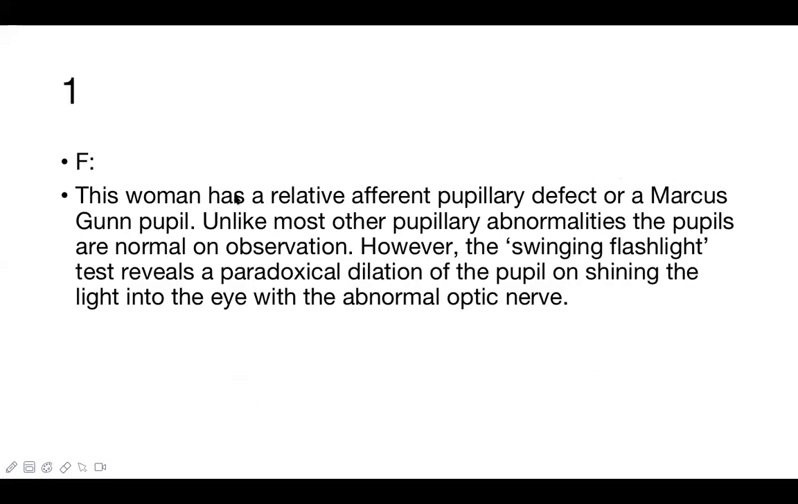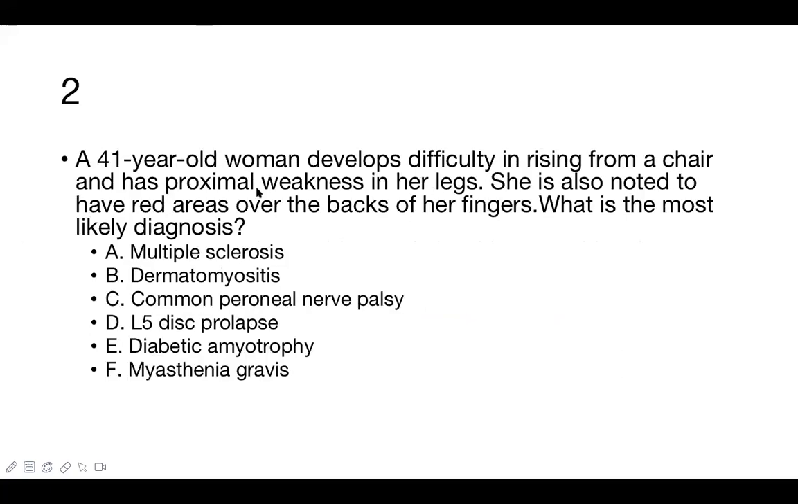So see this. This woman has a relative afferent pupillary defect or a Marcus Gunn pupil. Unlike most other pupillary abnormalities, the pupils are normal on observation. However, the swinging flashlight test reveals a paradoxical dilation of the pupil on shining the light into the eye with the abnormal optic nerve. This is the cause here, this abnormal optic nerve or optic neuritis. Let's move on. Let's go to number 2.